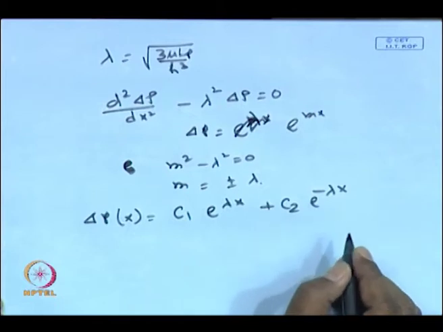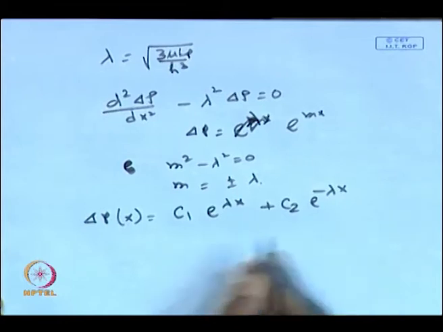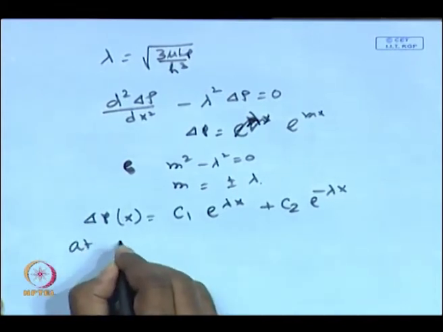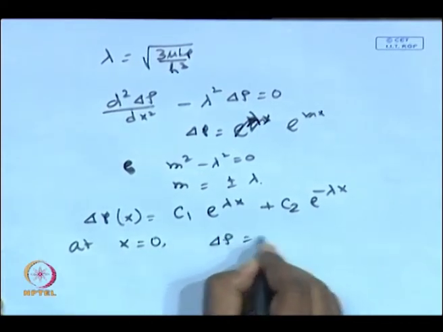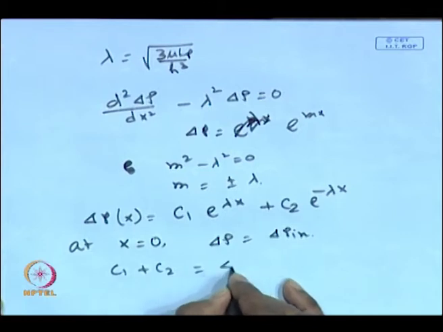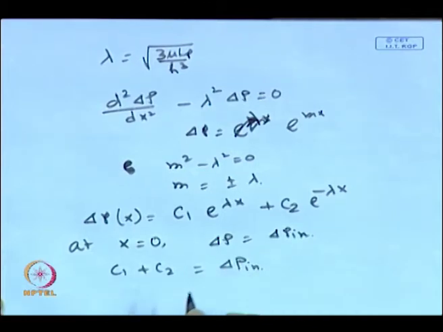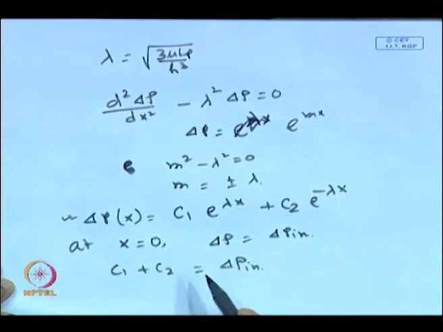Now, these constants c1 and c2 can be evaluated from the boundary conditions that we have already specified. The first one is at x is equal to 0, delta p is equal to delta p in. So you will get c1 plus c2 equal to delta p in. And for the second boundary condition, you have to take the derivative of this expression and evaluate it at x is equal to 0 and see what you get.